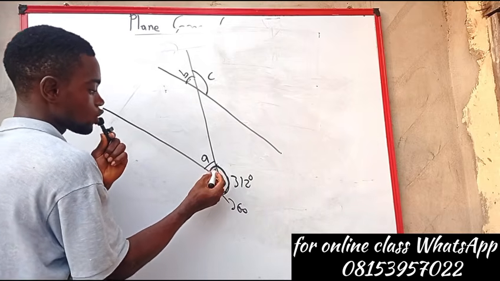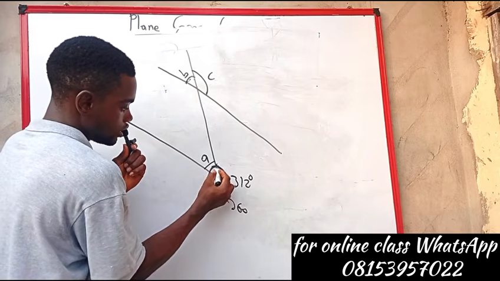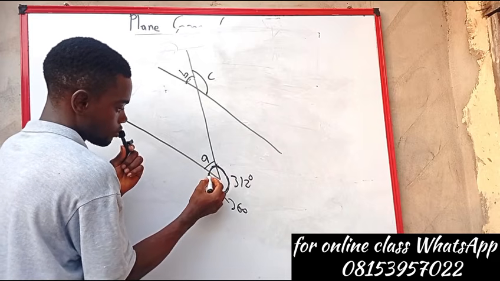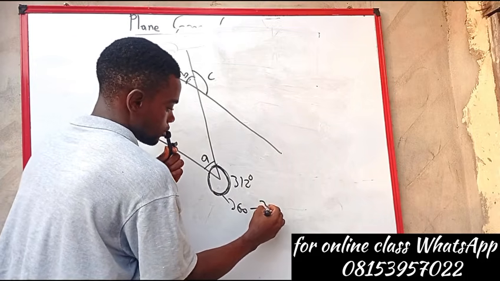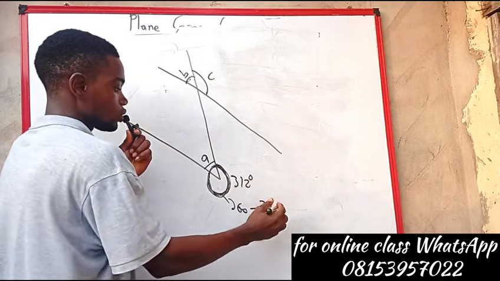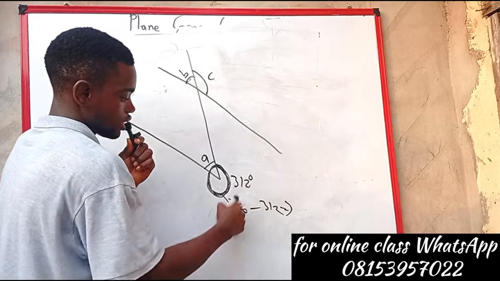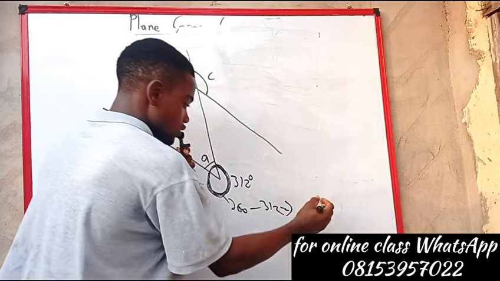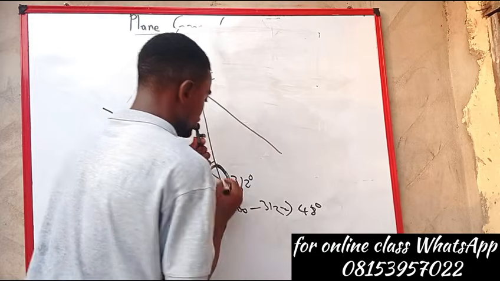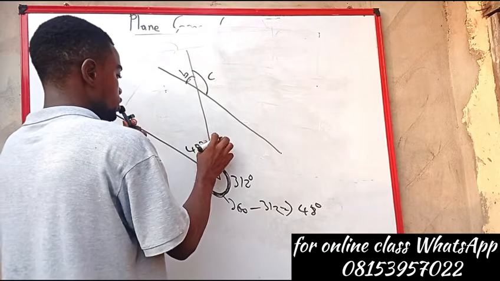What we need to do is that we are going to minus this whole side from the whole, which is 360. So you are doing 360 minus 312, which is this side. What are you going to get? 360 minus 312 gives 48. All right, 48 degree is A. We have gotten 48 degree.